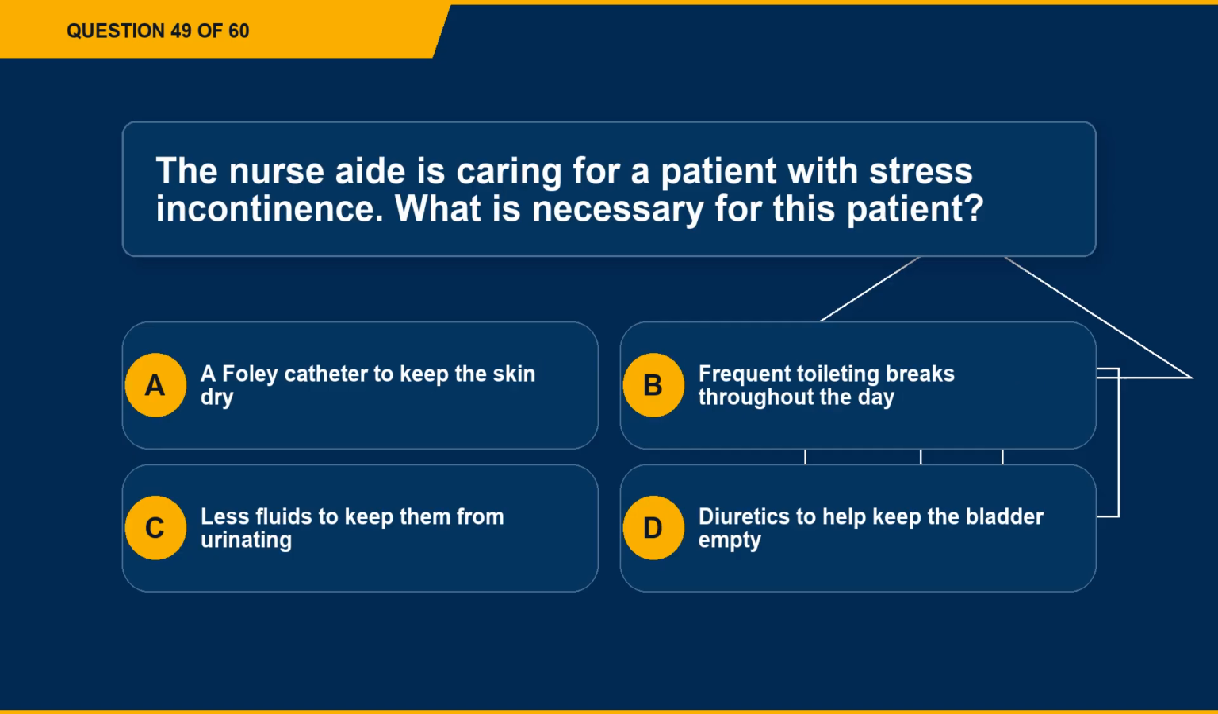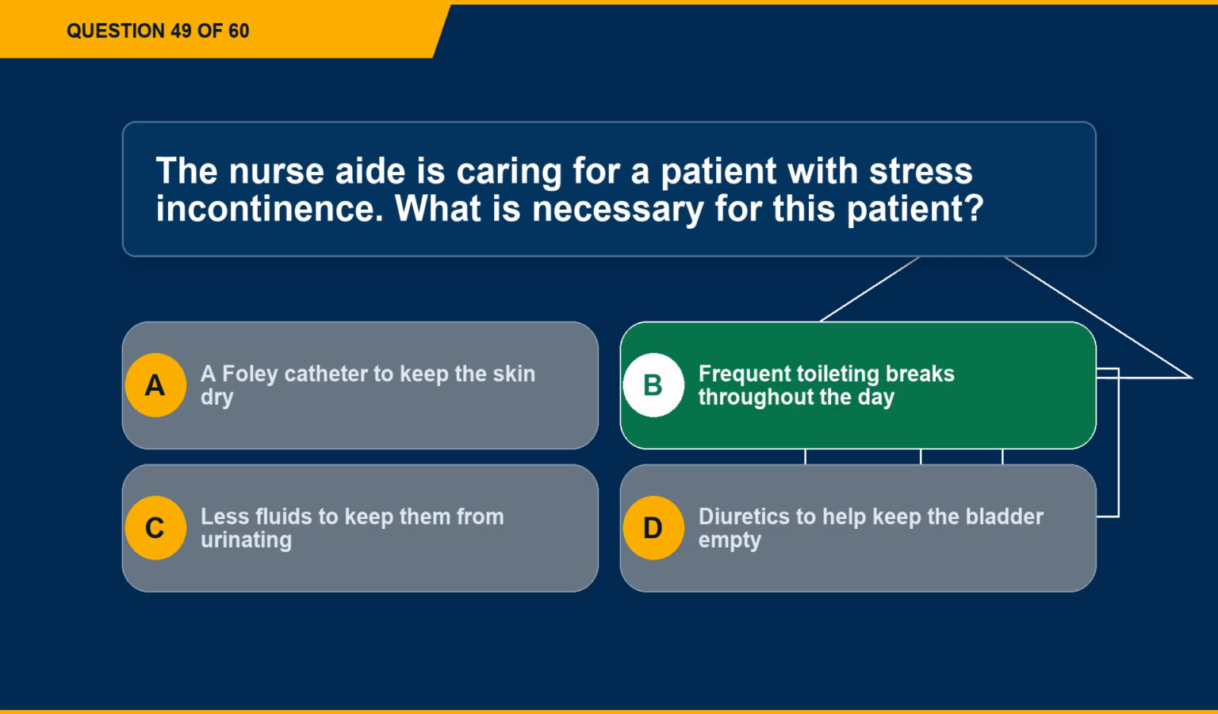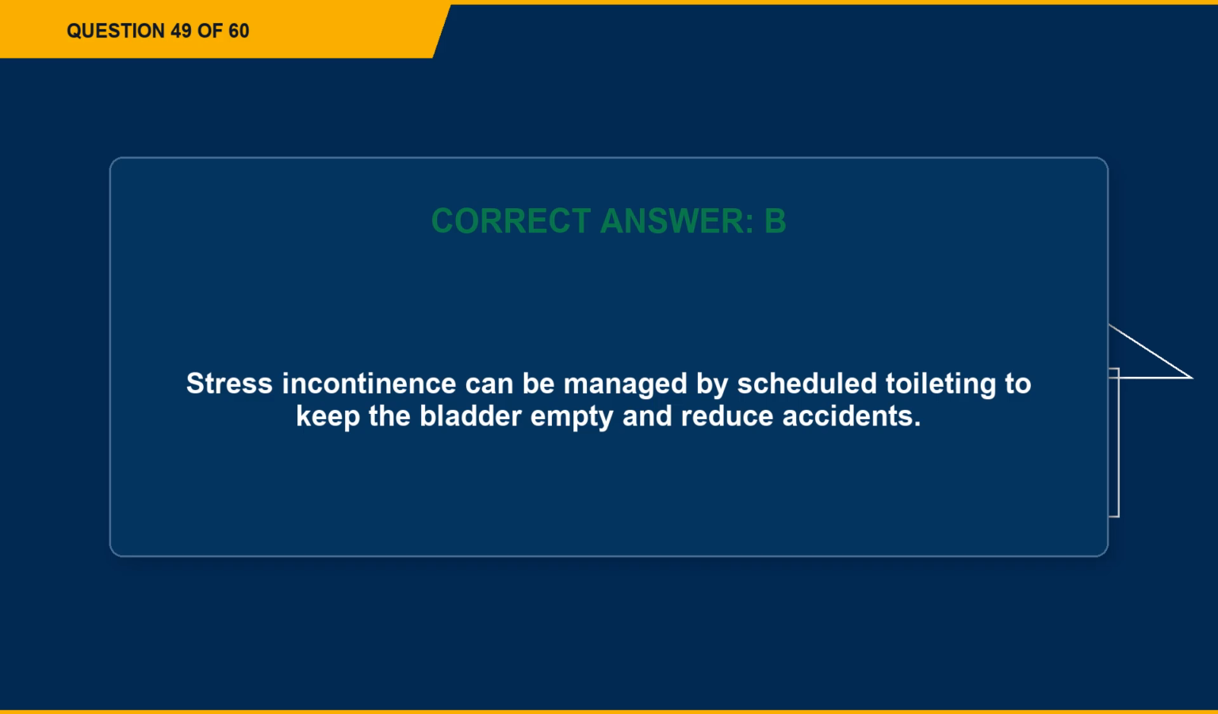Question 49. The nurse aide is caring for a patient with stress incontinence. What is necessary for this patient? Option A, a Foley catheter to keep the skin dry. Option B, frequent toileting breaks throughout the day. Option C, less fluids to keep them from urinating. Option D, diuretics to help keep the bladder empty. The correct answer is option B, frequent toileting breaks throughout the day. Explanation. Stress incontinence can be managed by scheduled toileting to keep the bladder empty and reduce accidents.